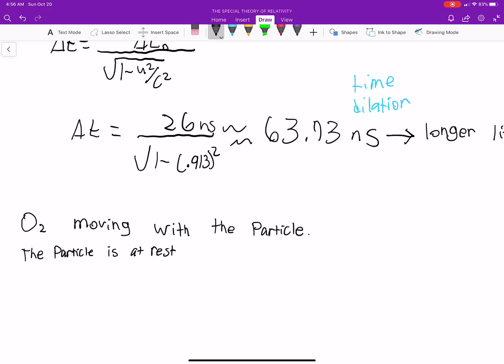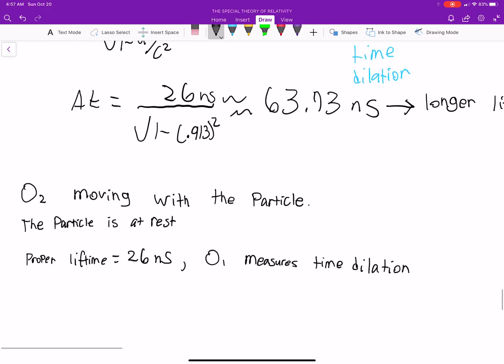So O2 is moving with the particle, and from its point of view, the particle's at rest. It's kind of like if you're driving right next to a car at the same speed, it doesn't look like the car's going anywhere. It looks stationary from your perspective. So hopefully that makes sense. Now, the proper lifetime, the proper time, is 26 nanoseconds. So O1 measures the time dilation.